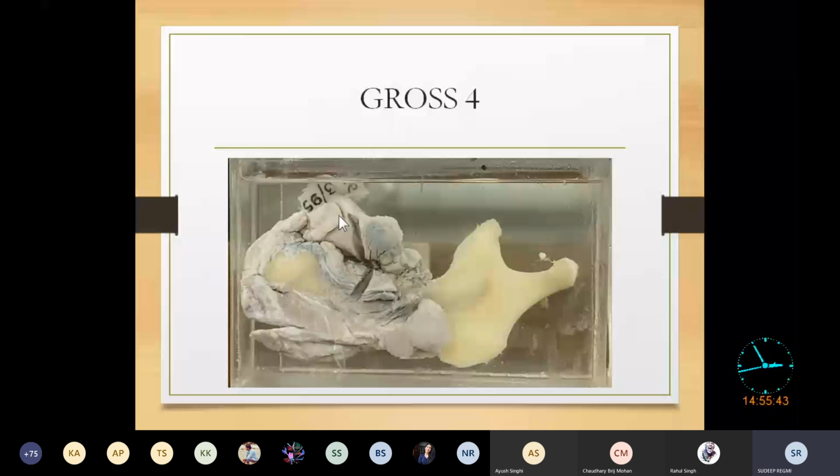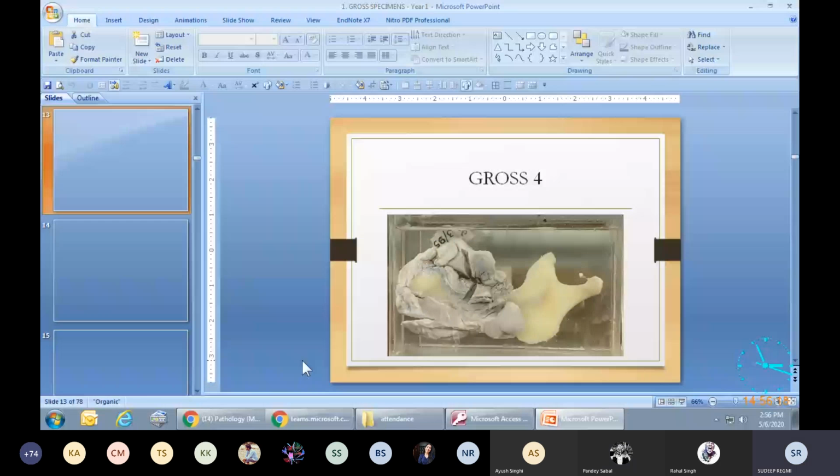So can you again discuss this? Any one of you? So this is the specimen of squamous cell carcinoma, and the specimen shows mandible and part of cheek muscles, and there is also a proliferative growth in the mucosa which extends towards the bone region or mandible also. Okay, very good.